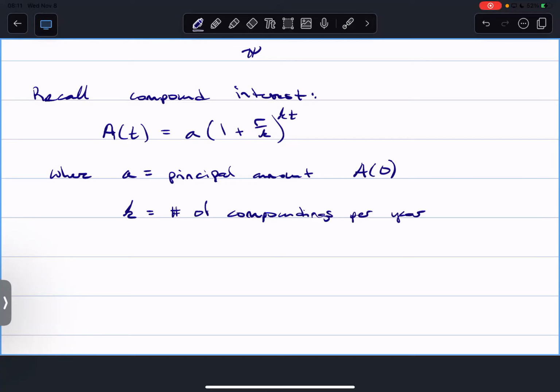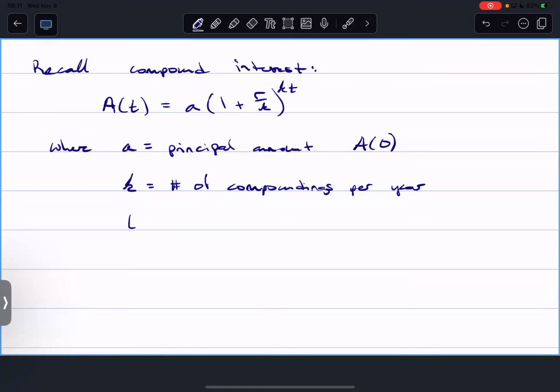and remember the compounding is how often you're calculating the amount of interest that you've earned and compounding it with the principal amount, and then you're earning interest on not just the principal amount, but also on the interest that you've already earned, right? So at those compoundings, the amount that you have that's earning interest is increasing, right? And so k is the number of compoundings per year, and t is, of course, the time in years, has to be in years.